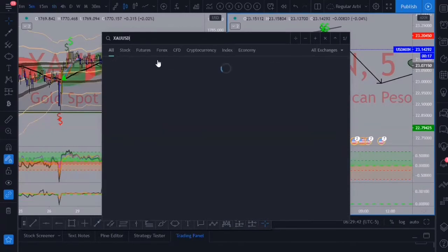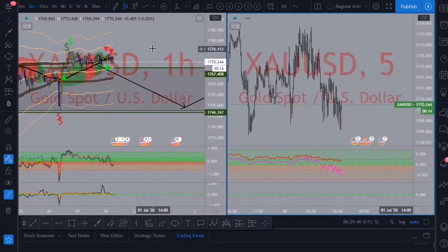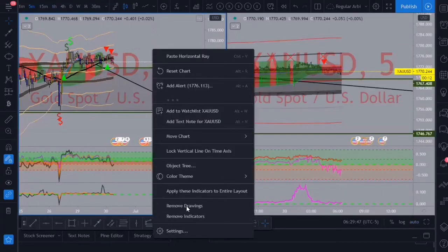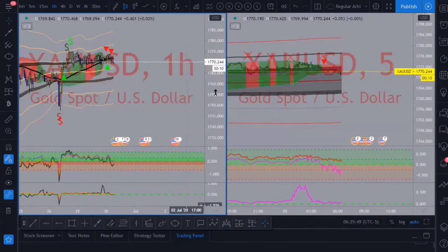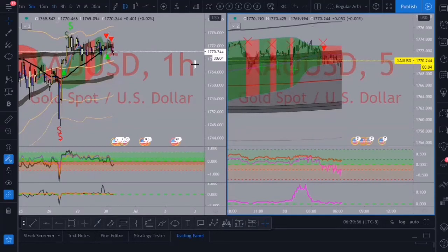Mr. Gold, Mr. Gold. So delete all this stuff here. Gold looks like it wants to drop. And I mentioned the same thing in my analysis, that I think this might drop, and on both time frames it looks like it's dropped.